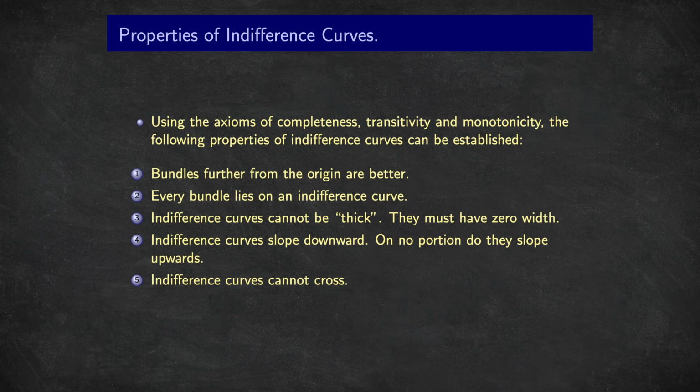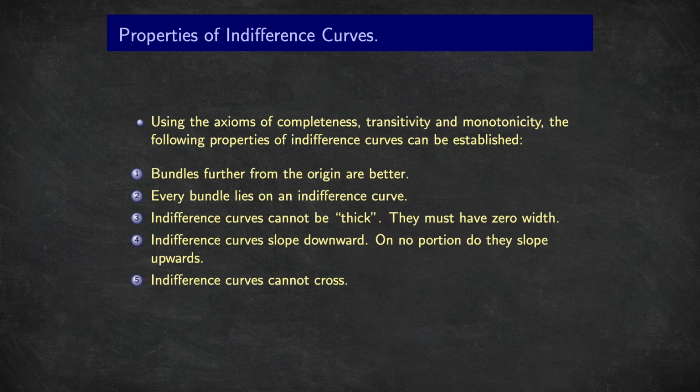Now, the next three properties take a little bit more work to prove, so we'll go through each of them in turn. I'll just mention them now. First of all, indifference curves cannot be thick, thick in inverted commas. If we remember the ancient Greek definition from geometry of what a line is, something that has zero width, then indifference curves cannot have any width at all. That's one thing we can prove. They must be perfectly thin in a mathematical sense.